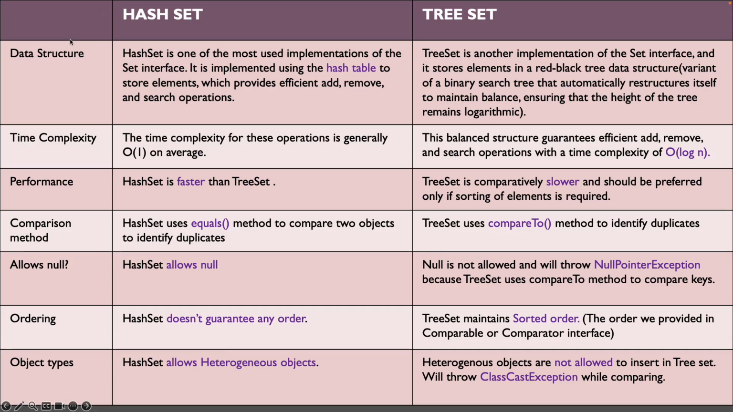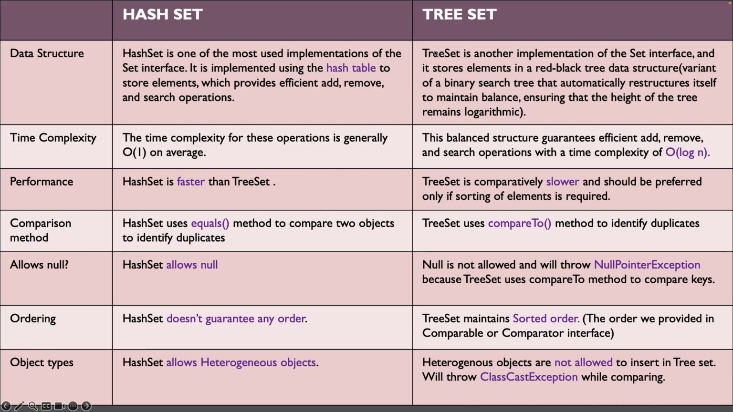What is the data structure that is used in the HashSet? The underlying data structure that is used in the HashSet is the hash table, and this provides us efficient add, remove and search operations. Also, this HashSet is one of the most used implementations of the Set interface.